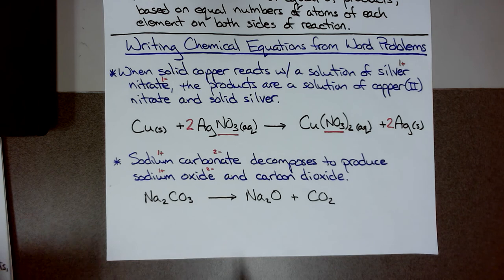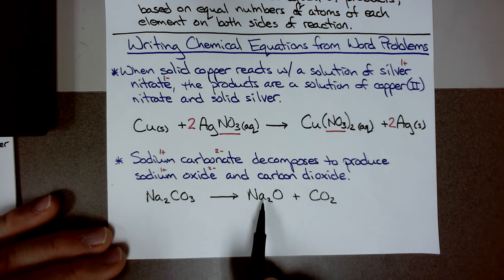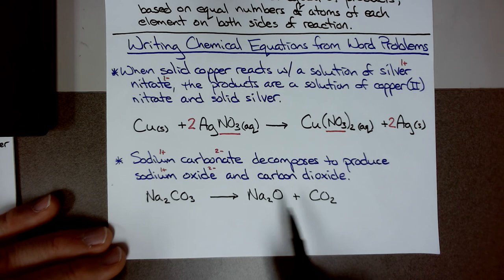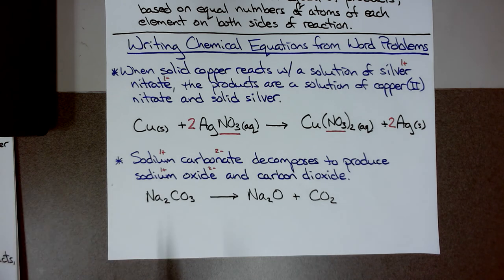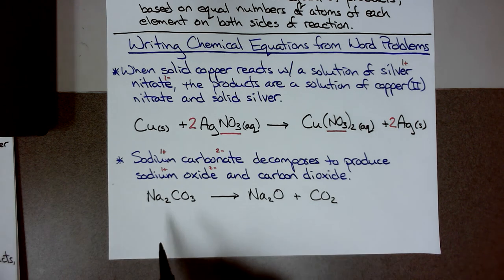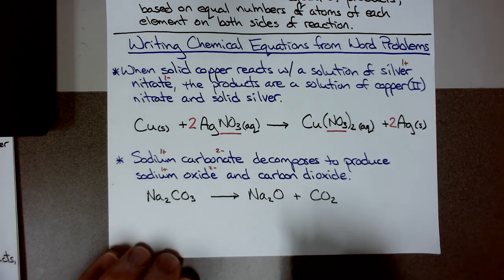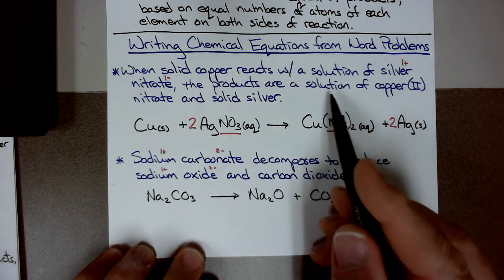Now in this case, we go ahead and balance it. We have 2 sodiums, 1 carbon, and then 3 oxygens here, and then 1 plus 2 is 3 oxygen on this side. So it's already balanced. What we're missing are the states of matter. And I'll tell you right now that ionic compounds, all ionic compounds are solid at room temperature unless it says that they are in solution.